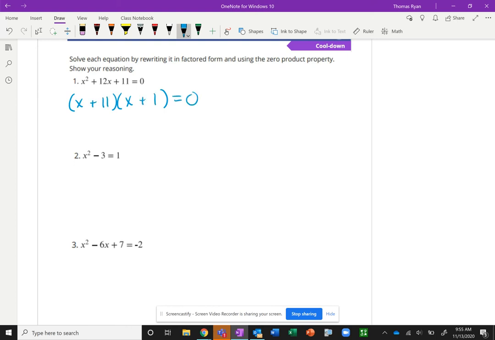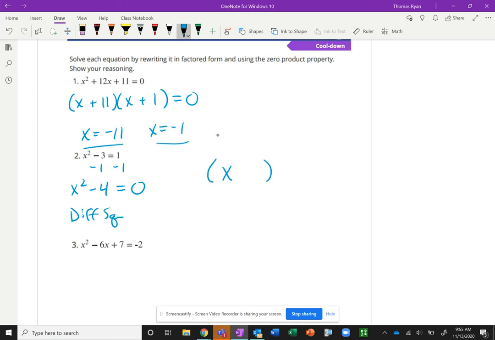Okay, 11 times 1 is 11. 11 plus 1 is 12. ZPP: negative 11, negative 1. Next. Get it equal to 0, guys. That's what we have to do as our first step. We like things equal to 0. This is a difference of squares, right? We should notice x squared and 4, which means two binomials, x and x. 2 times 2 would give us 4. One plus, one minus, which means negative 2, positive 2.